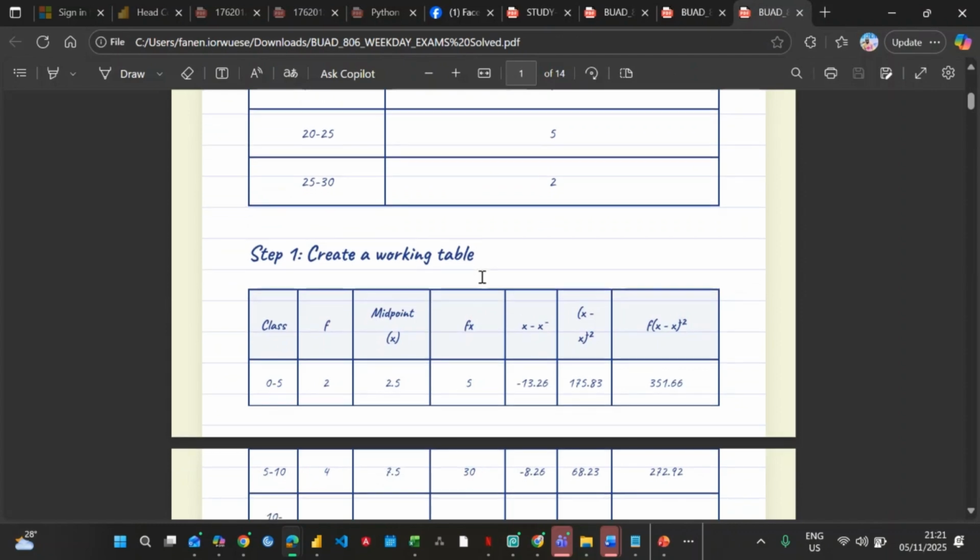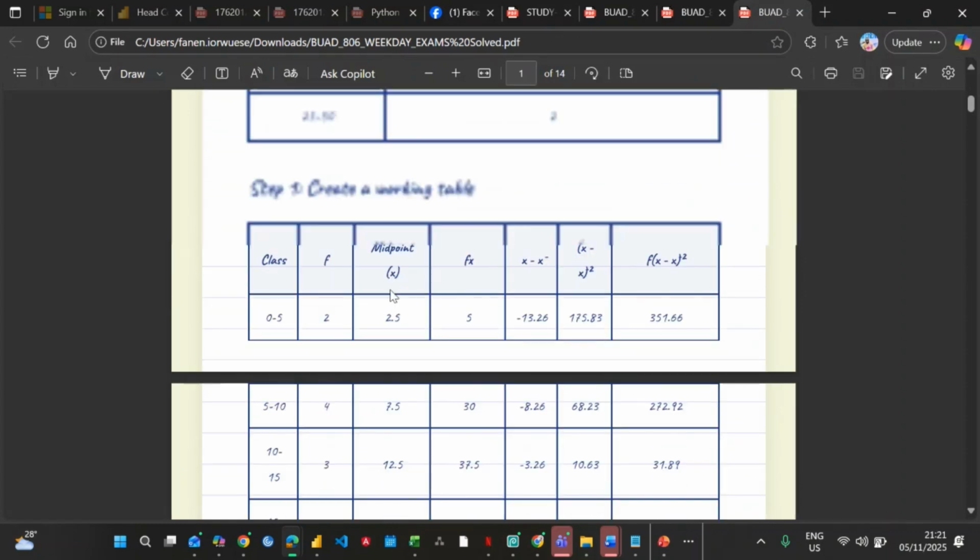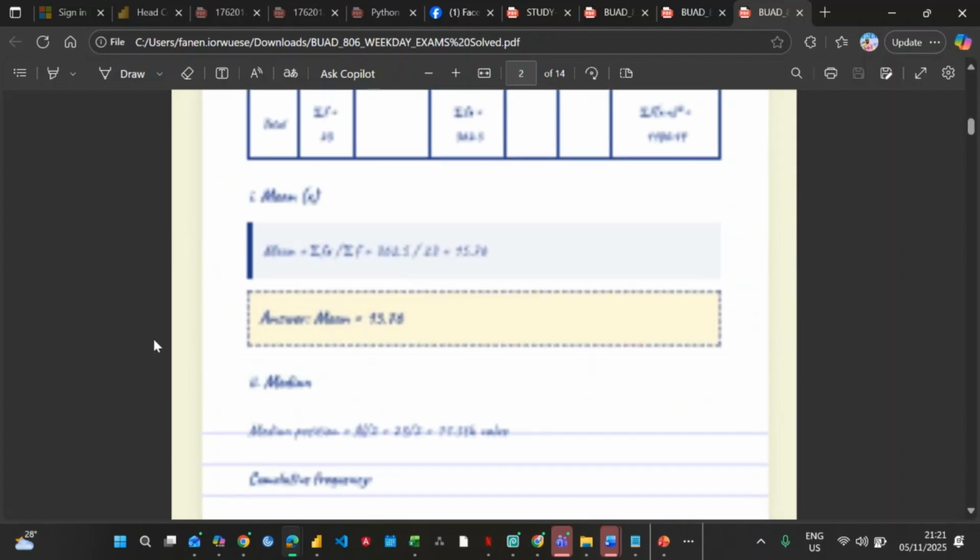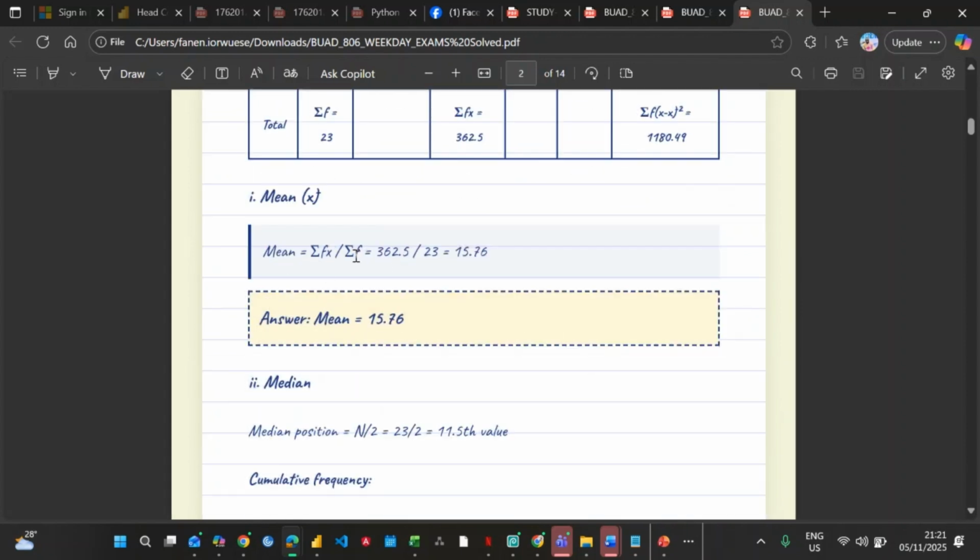So this is the data from the table, the data we have. So we need to create a new working table. Now in this table we are going to get our x. You understand? We need to get our midpoint. Do you know how we get our midpoint? We need to get our x, we need to get our fx, we need to get our x minus x bar. The reason why we need all this is because of the formulas we are going to use. Now, this is the formula for us to calculate our mean x bar.